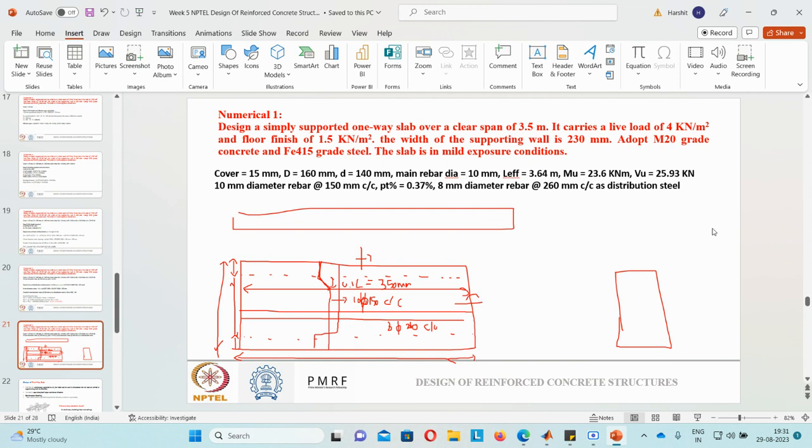Okay, sir. So for practical life also, we have to design for simply supported. There are three conditions of design: simply supported, continuous, or cantilever. So right now we saw the simply supported one-way slab. Okay, sir. Then we design directly for support, like a column, sir. Yeah. Okay, sir. Thank you.